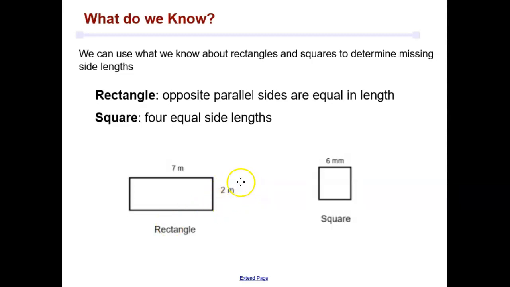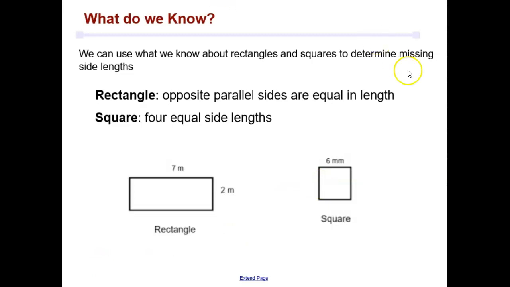If this side length is 2 meters, what would its opposite parallel side also be? Incredible, it would also be 2 meters. A square is even more fun because since a square has 4 equal side lengths, if you know just one of the side lengths, you automatically are able to determine the remaining side lengths because they're the same. Because an attribute of squares is that it has 4 equal side lengths.